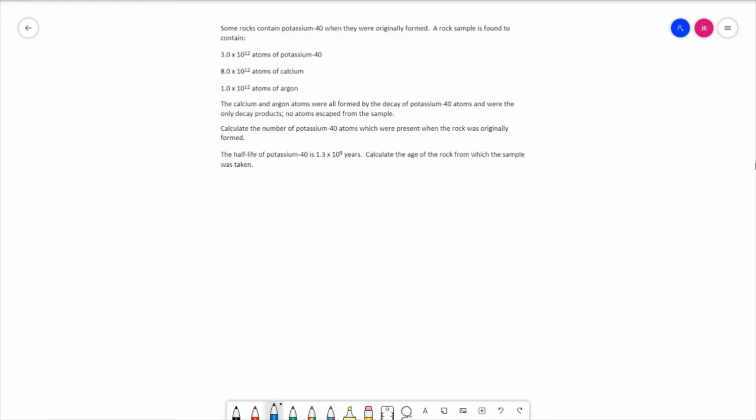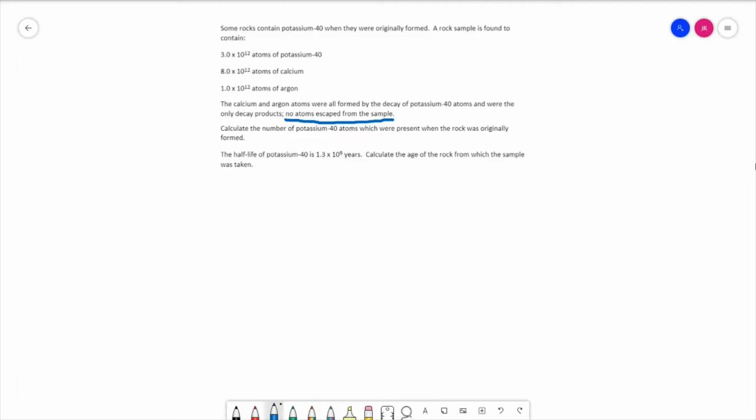On the face of it, this seems like quite a complicated question, but in a moment you'll see that once we understand what it's trying to ask us, we will easily be able to work out the answer, and it's very simple. We're not even going to have to touch our calculators for this example at all. This here is an extremely important line. No atoms escaped from the sample. Now what that means is that for every potassium-40 atom that has decayed, it is now either calcium or argon. Nothing has come in, nothing has gone out. We've got the same number of atoms overall.